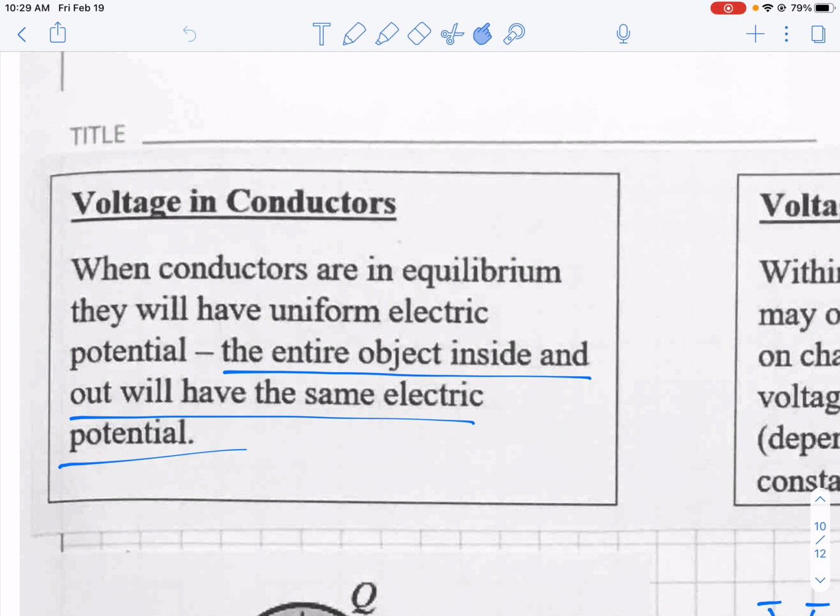So a couple of words here at the beginning. When conductors are in equilibrium, they are going to have the same voltage everywhere in a conductor. Conductors, electrostatic equilibrium, right? So charges aren't moving. The entire object has the same voltage. Why does it have the same voltage? Because if the voltage changed, that would be an indication of an electric field. And we know that electric fields do not exist in conductors when they are in electrostatic equilibrium.